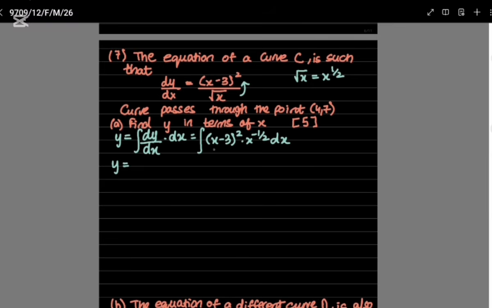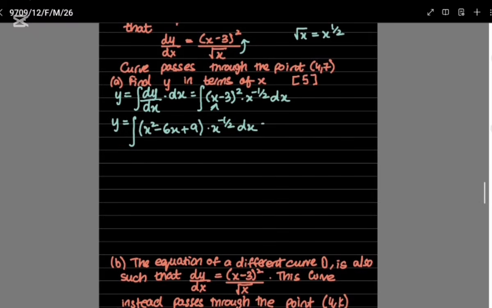Now let's expand this. So this becomes (x squared minus 6x plus 9) times x to the power of minus half dx. Now let's further simplify this. To simplify, you multiply x to the power of minus half with every single term inside the bracket. For the x terms, since both are like terms, you add the power. So x to the power of 2 minus half, which is 3 over 2, minus 6 times x, where the power is 1, so 1 minus half is just half, plus 9x to the power of minus half dx.